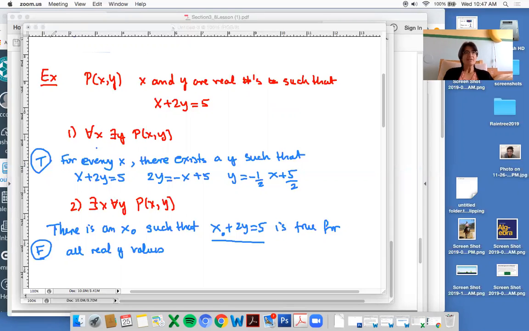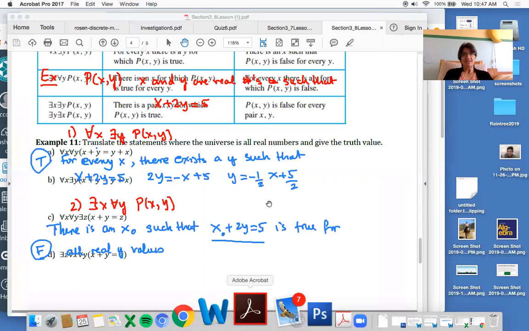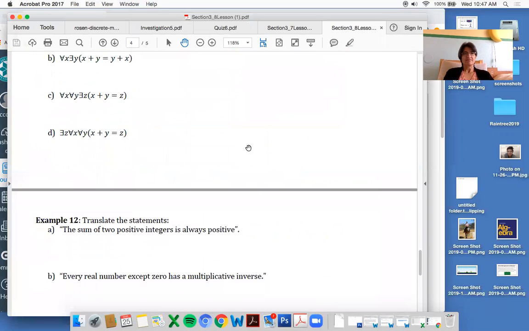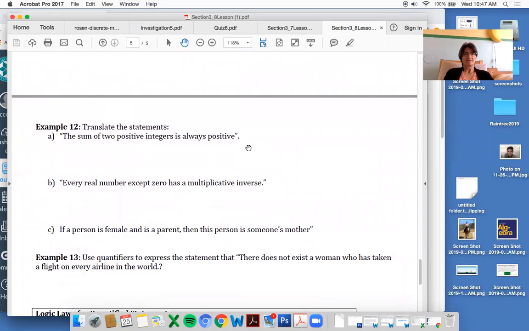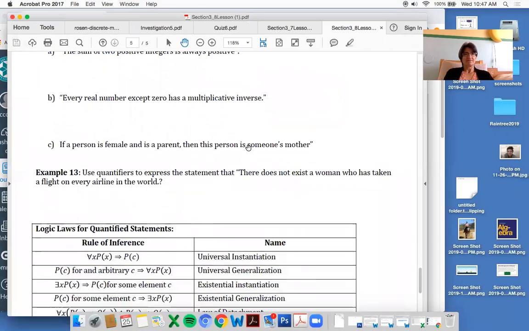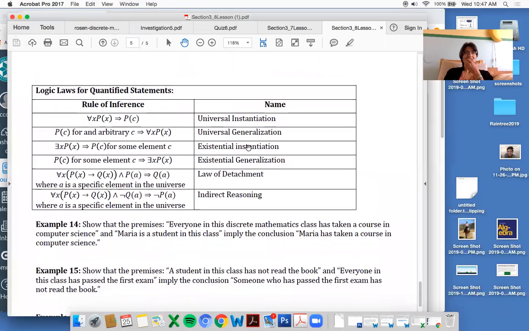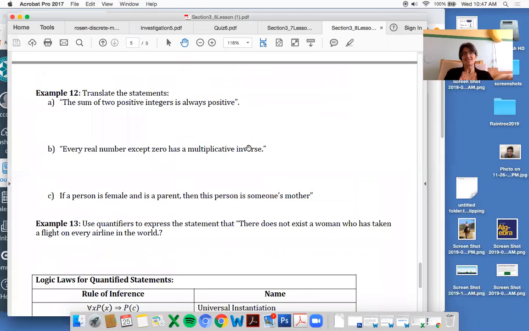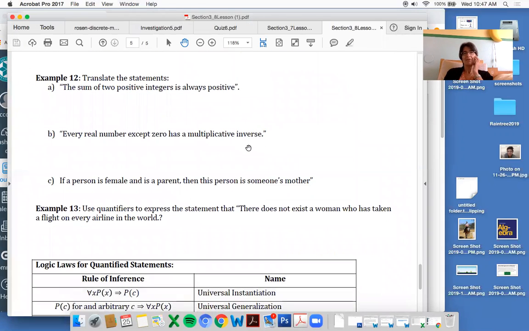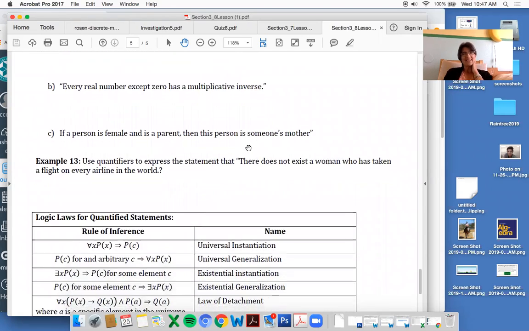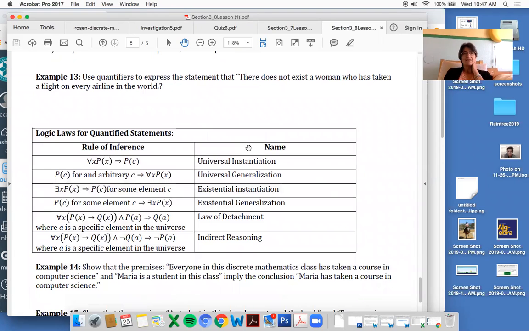Let's go back here. I want to make sure to cover the stuff at the end. There's more, and these examples are in the pre-recorded lecture. I'll show you where to find it before the end of class. But I want to look at the rules of inference. Those are the laws of logic.